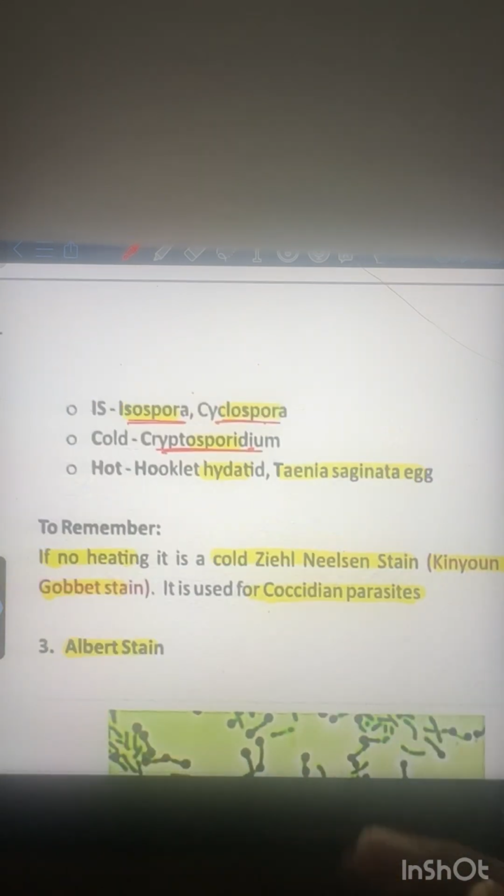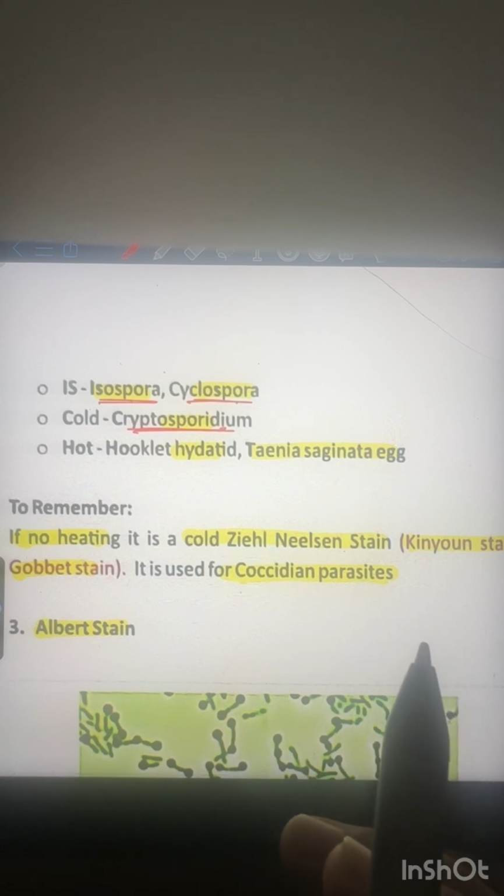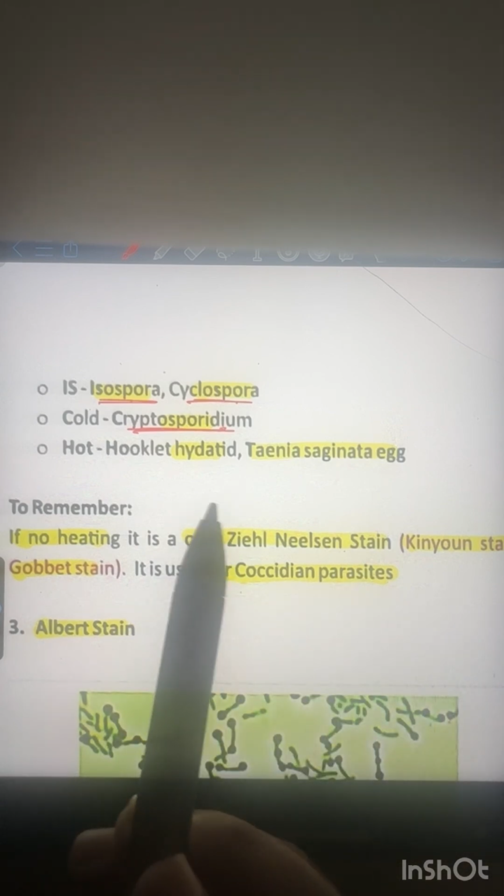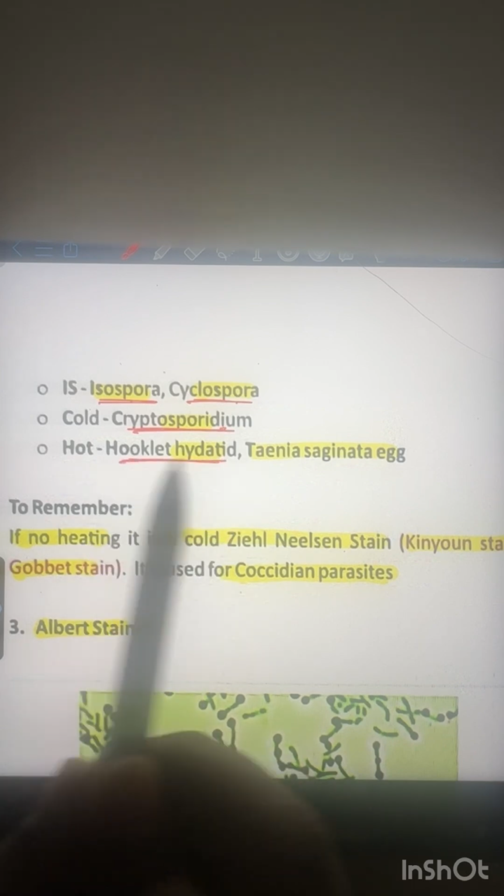And finally, hot. What do I mean by hot? Hot refers to, you're going to split it into HO and T. So what do I mean by that? HO stands for hooklet, hooklet of hydatid. Everyone knows hydatid cyst. Hooklet is acid fast. And T is going to be taenia.